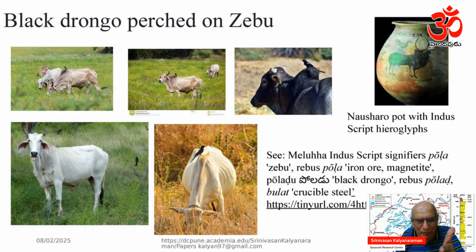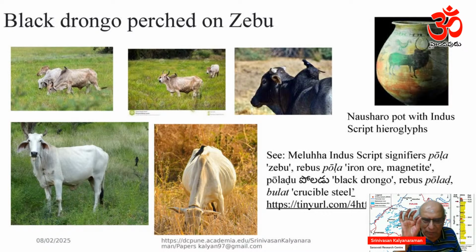See, we got pictures which show this polladu, sitting on the hump of a bull. And same thing imaged on a pot of Rameshwaram. So the zebu and the polladu, black drongo, are related to each other. They are seen together by the farmers. They're almost like friends. They're together. This characteristic has been noted, and that's why this picture is created.